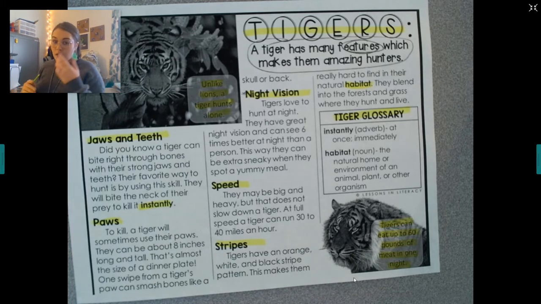Okay, still talking about different features of a tiger. Still giving me facts about a tiger. Still only talking about tigers, and there's no events yet. It's just facts, right? So let's keep going.